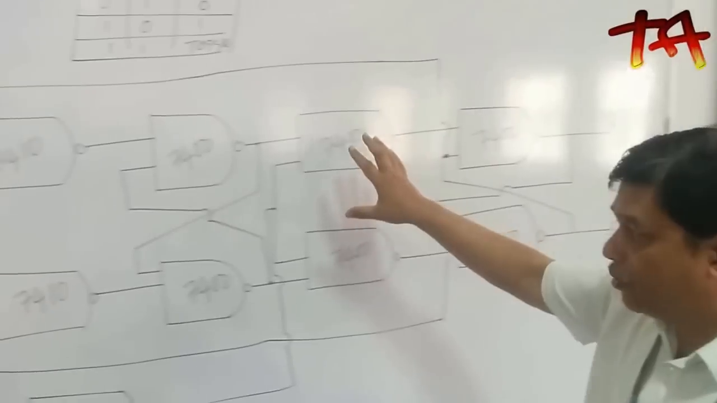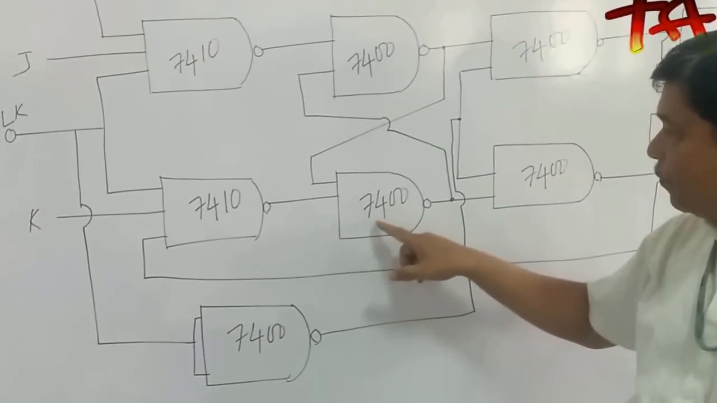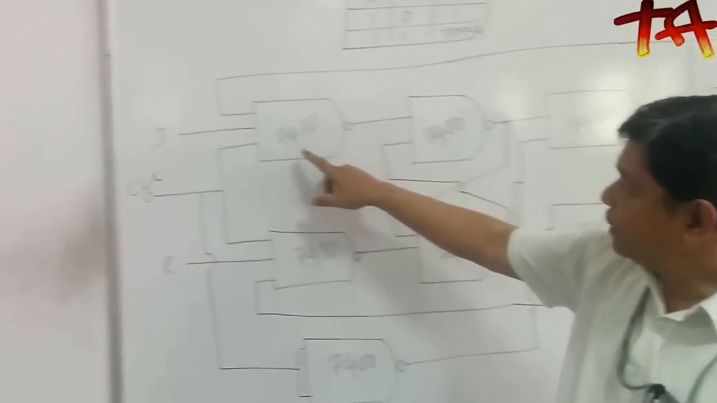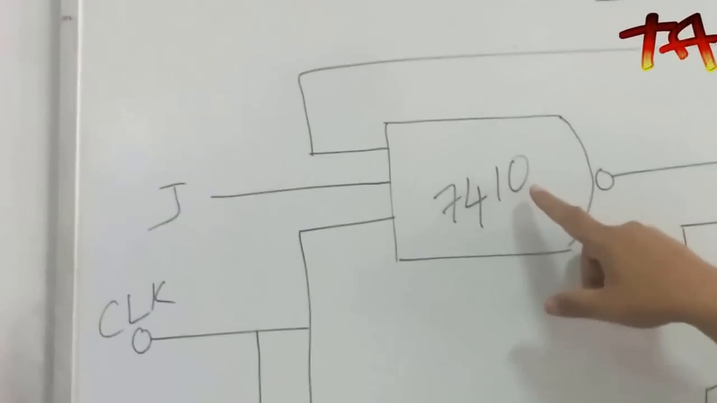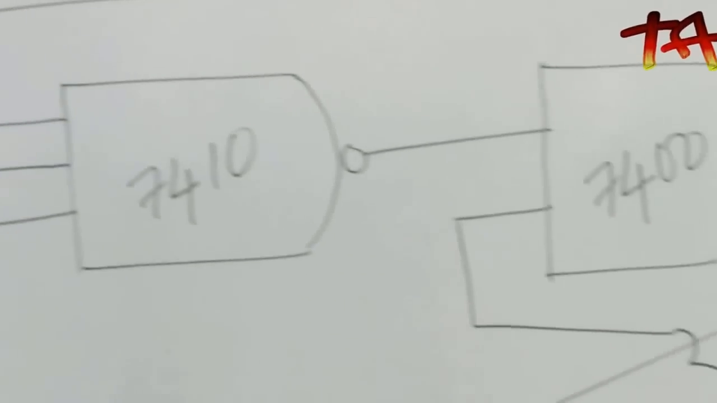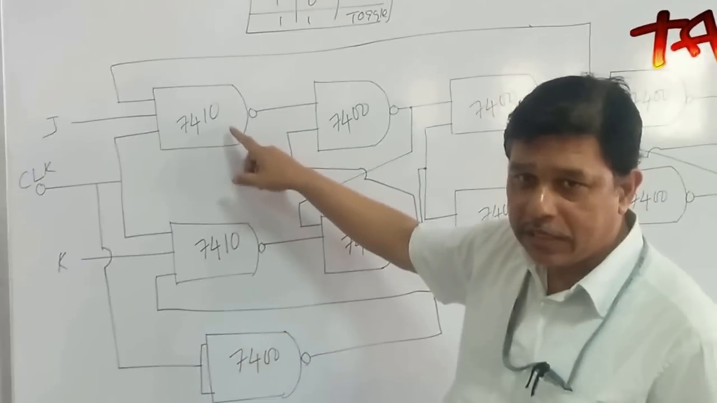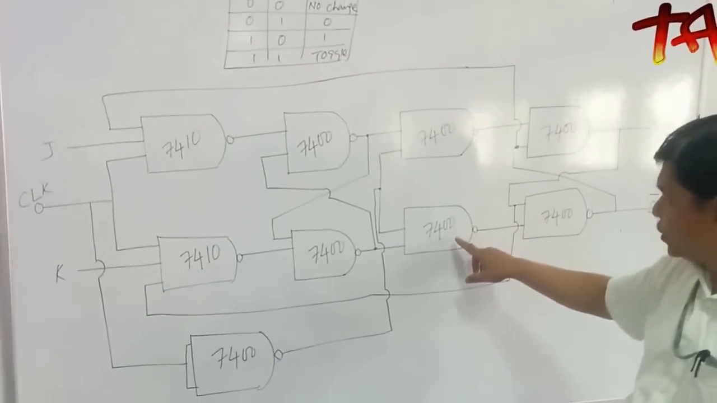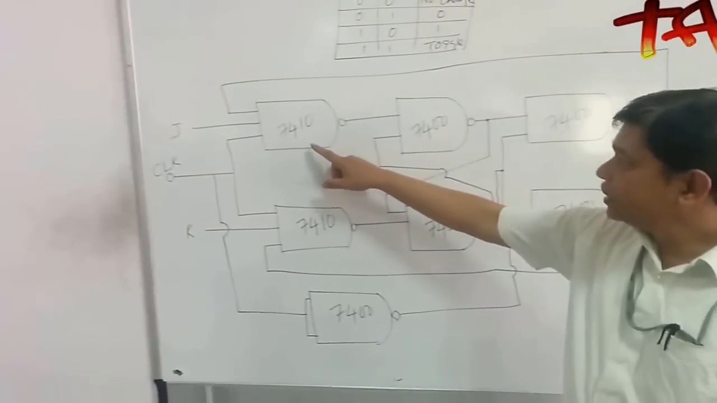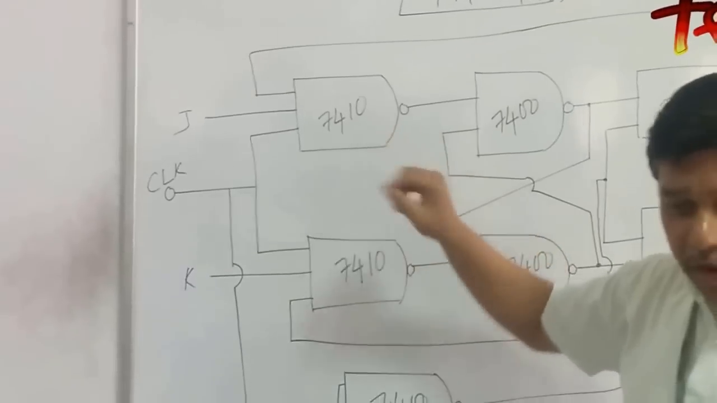Therefore, obviously, we require 2 ICs of 7400. In the case of the 7410, 3 input NAND gate, there are 3 gates in one IC. Therefore, obviously, we require 1 IC. Therefore, 2 7400 ICs and 1 7410 IC.